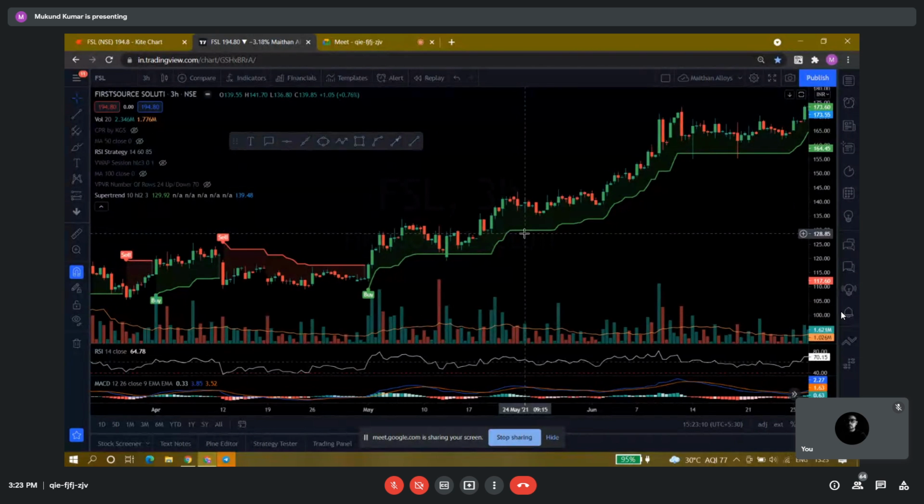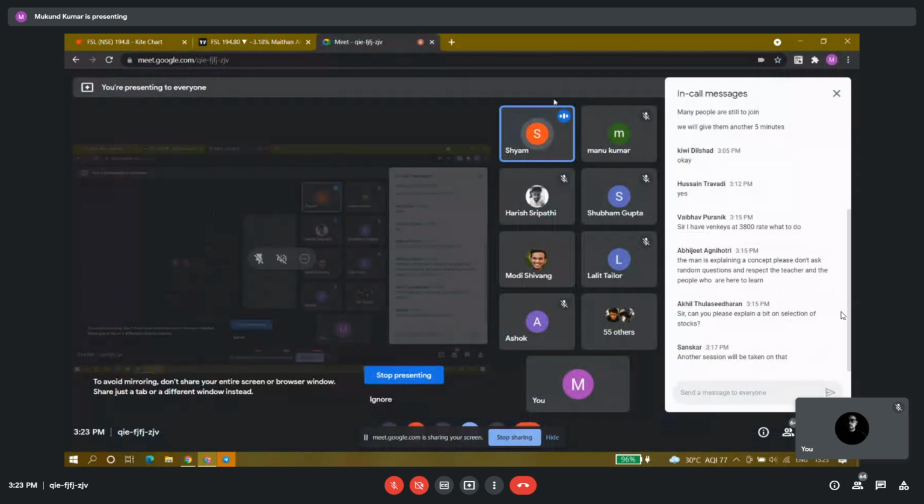There is nothing to bother about. Whatever you see here, you simply trail it. You don't have to continuously watch the chart. Whatever you see as the trailing stop loss, you trail it. There is no issue. So for example, here, at what is this time? On May 12th, I think.